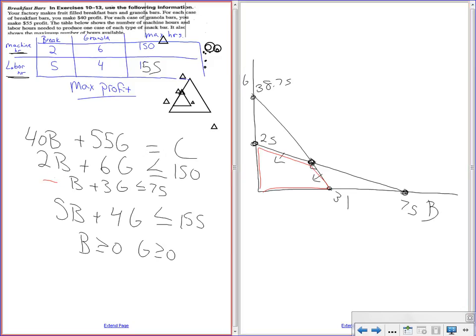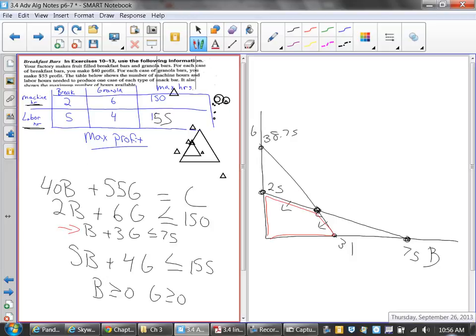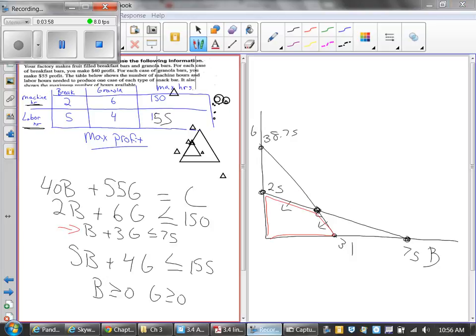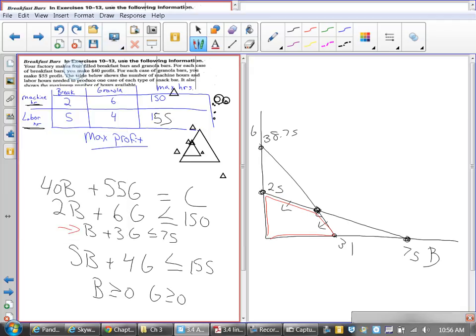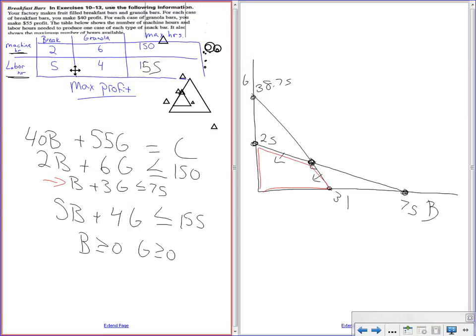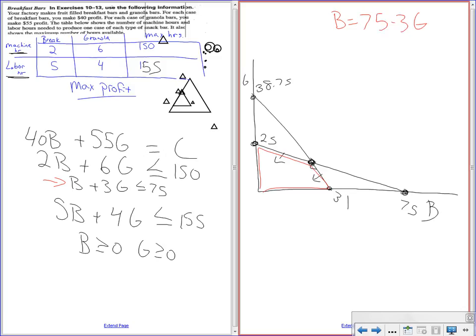Now, by setting this one up right away as B plus 3G, I can say that B is 75 minus 3G. Do you agree? Yes, sir. So that means B is 75 minus 3G. Substitute in the second equation: 5 times (75 minus 3G) plus 4G is 155.